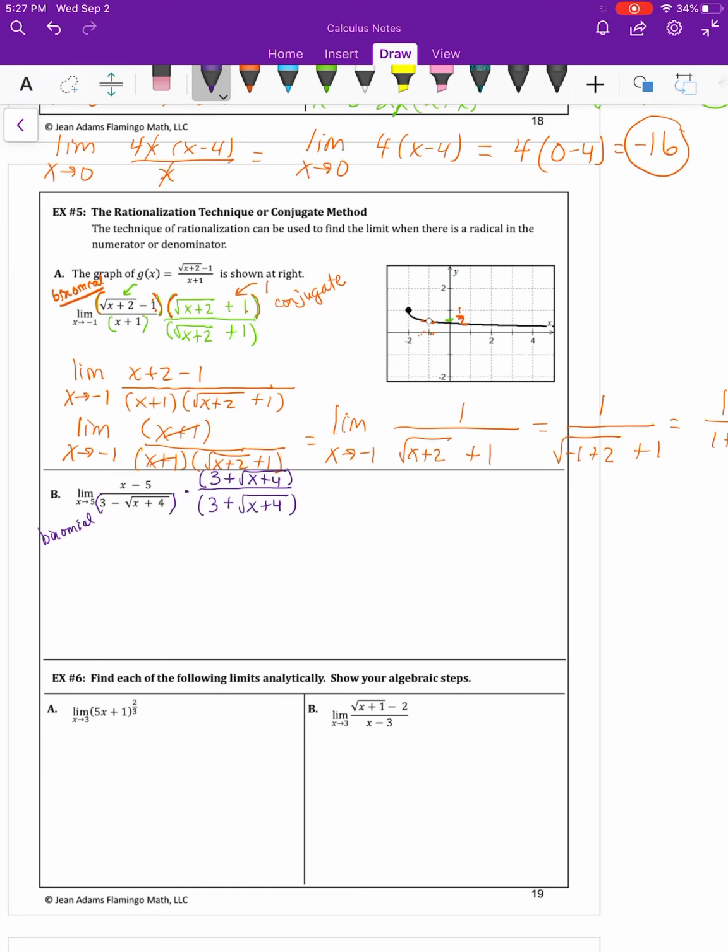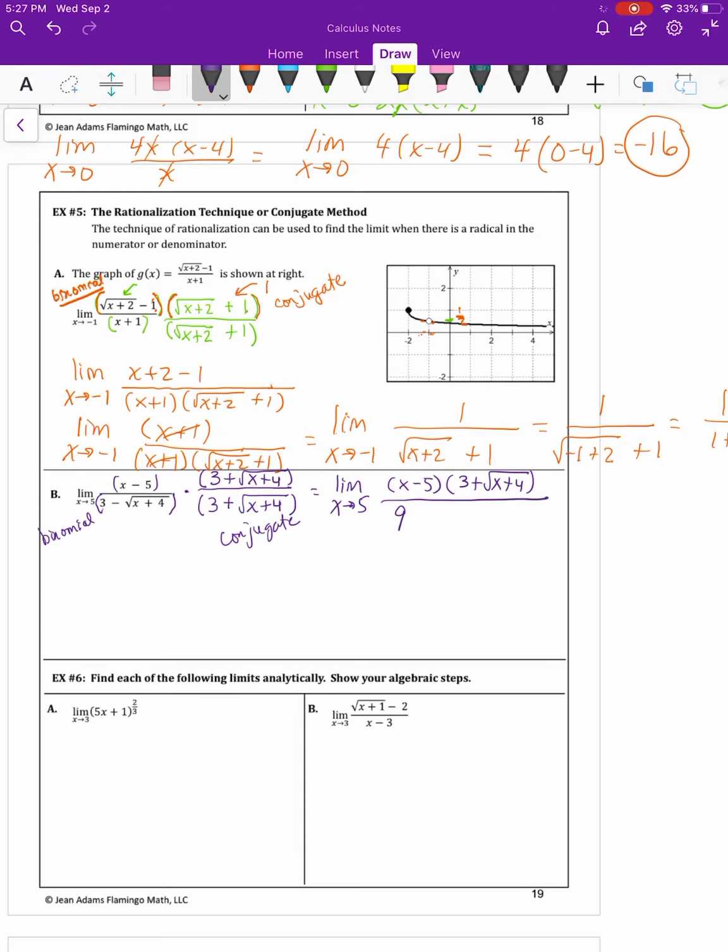So I have to multiply the top by the same exact thing. Remember, the one that is not the binomial times its conjugate, you do not multiply through. But the binomial times the conjugate, you do multiply through. So this is going to be a limit as x goes to 5. I'm leaving the numerator alone because that is not the binomial times its conjugate. But the denominator, I'm going to take 3 times 3. I get 9. My middle term always goes away.